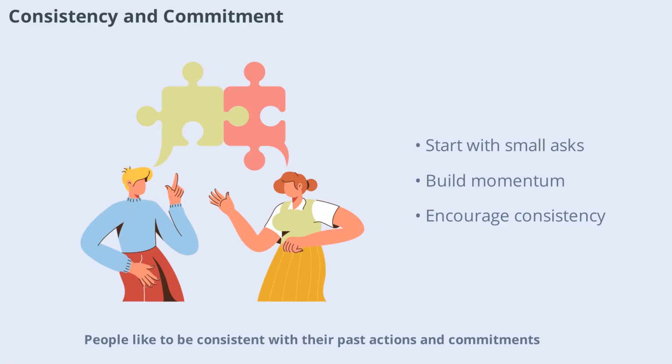People like to be consistent with their past actions and commitments. In persuasive messaging, ask for small commitments first. Once your audience agrees to something minor, they're more likely to agree to bigger requests later. This technique is often used in sales and negotiations to build momentum toward a desired outcome.